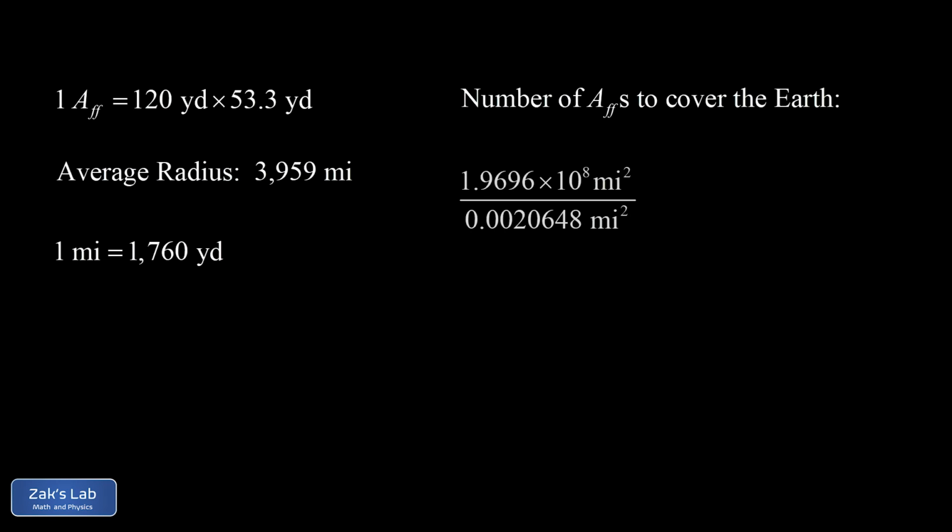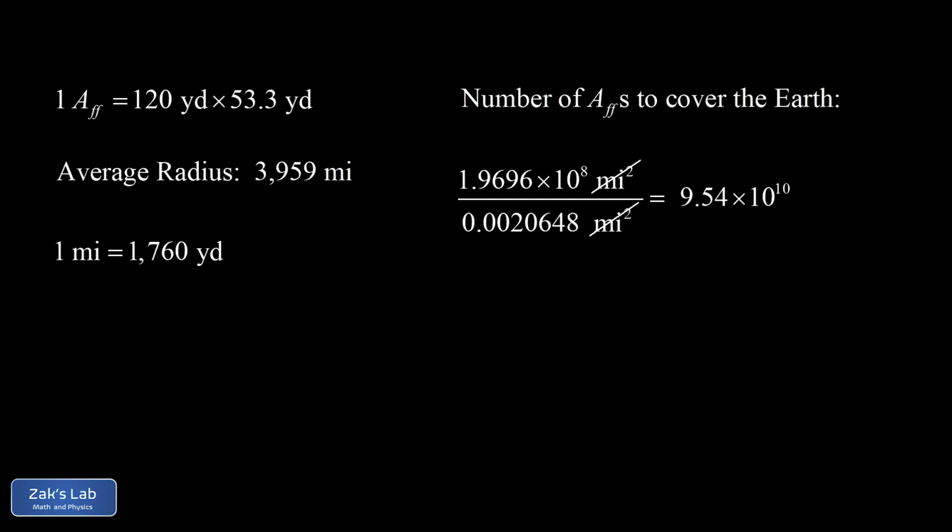Finally, we want to get the number of football fields it would take to cover the entire surface of the Earth. So that's just the number of square miles on the surface of the Earth divided by the number of square miles in a football field. And notice the units just completely cancel out here, just leaving us with a number of football fields. And we round this off to 3 significant digits as 9.54 times 10 to the 10th football fields. So that's over 95 billion football fields to cover the surface of the Earth, and we can finally appreciate how big our planet really is.